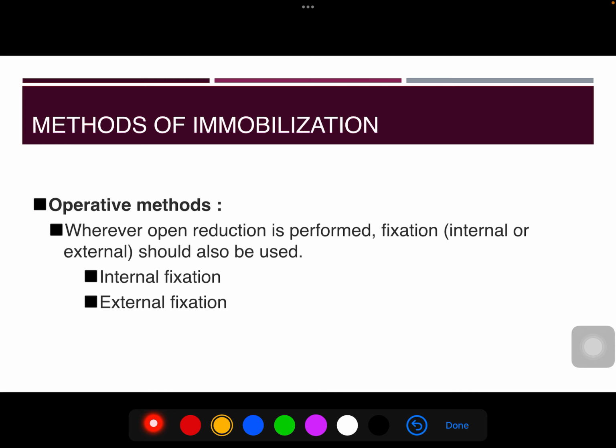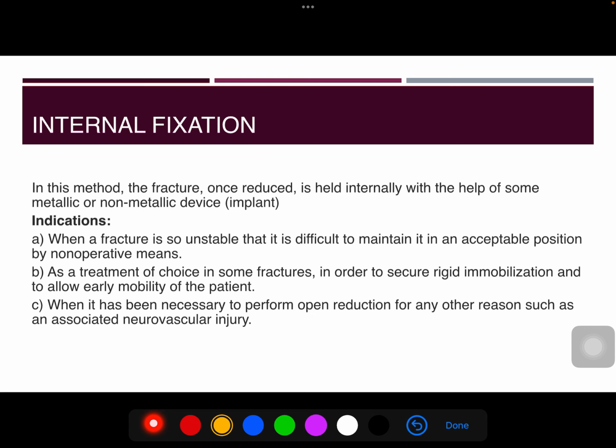Then the operative method: whether the open reduction is performed, fixation should be used, and internal fixation and external fixation can be used. For the internal fixation, in this method, the fracture once reduced is held internally with the help of some metallic and non-metallic devices like implants.